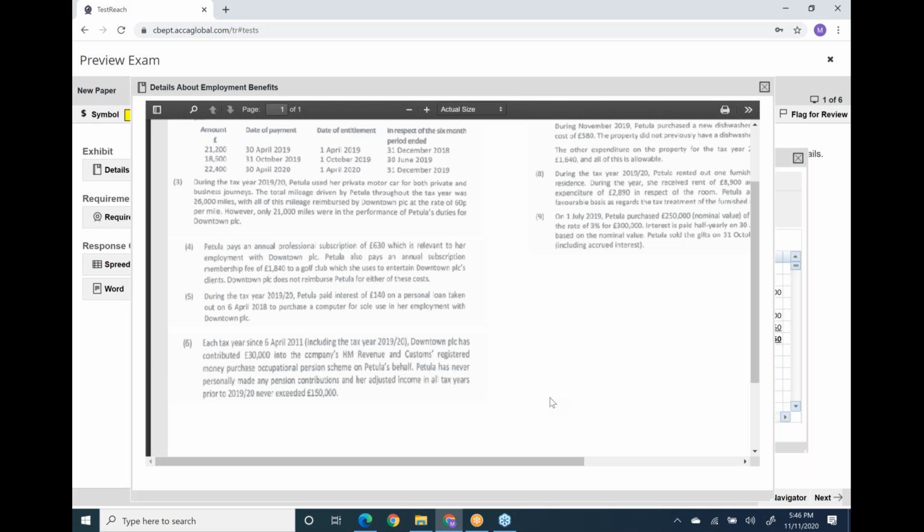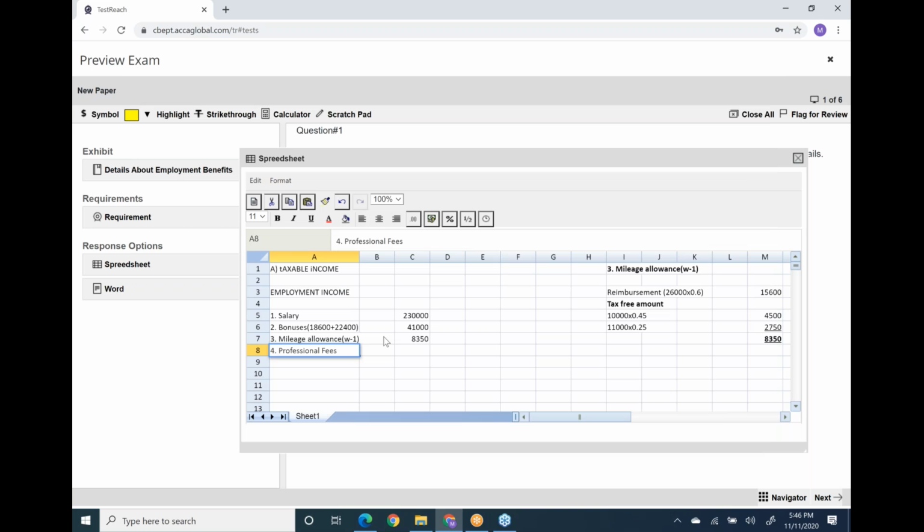Okay, now the question is, sir, there are many other things also written in this paragraph. Leave it. This is connected to requirement number 2. Right now it's not relevant. For employment income, this 30,000 is totally exempt benefit, and we'll write the 0. Okay, let's move to the spreadsheet.